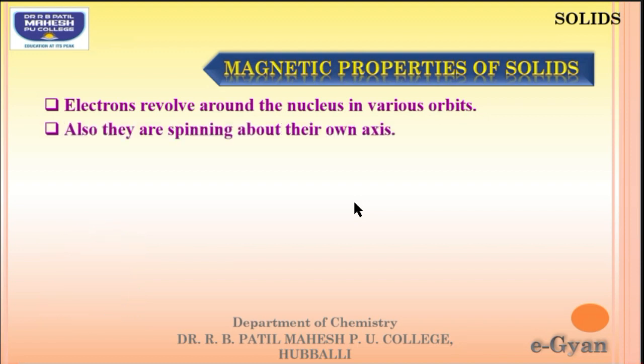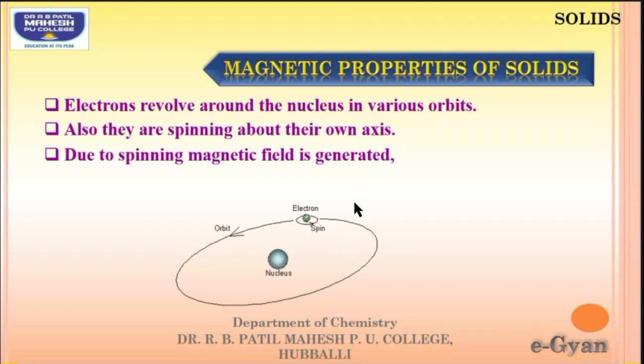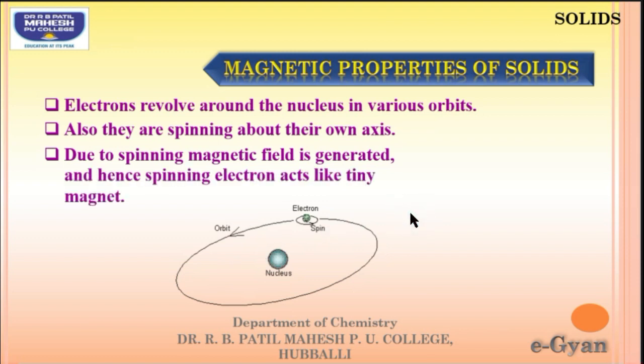Also, they are spinning along with their own axis. When the electrons are revolving around the central nucleus and along with their own axis, due to the spinning, a magnetic field is going to be generated. The electron is spinning around itself and also around the nucleus, and hence the spinning of electrons acts like a tiny magnet or a small magnet.